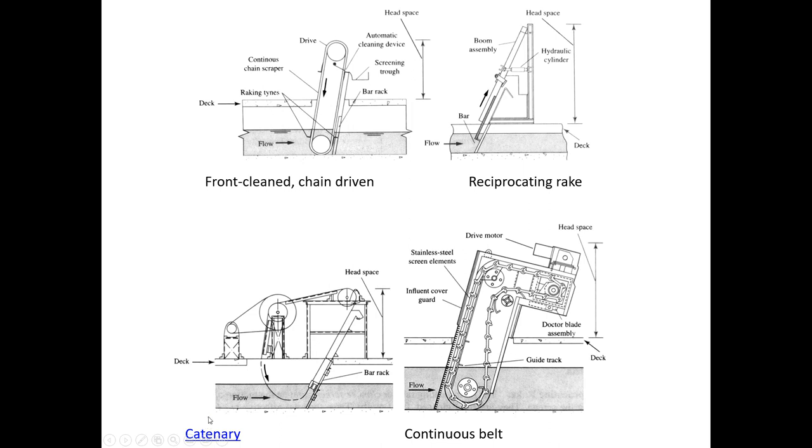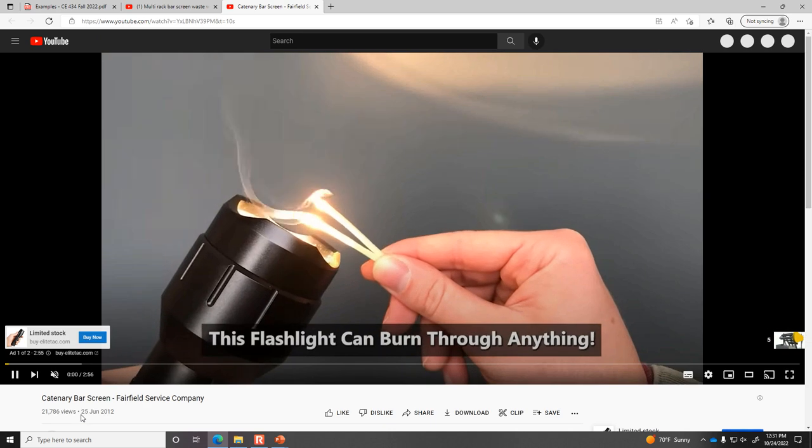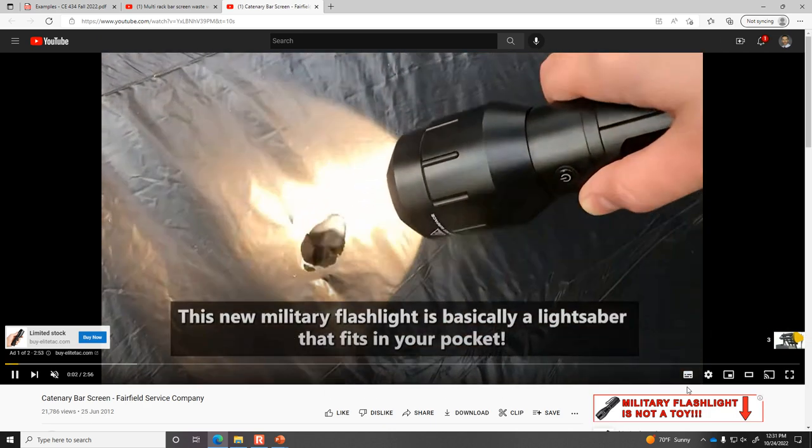A catenary system is kind of interesting because it avoids the need for any kind of submerged moving parts. Like in this front-cleaned chain-driven system, there is a moving mechanical part underneath the water line, and so that's going to corrode or get clogged more easily than in a catenary. There are no moving parts other than the chain underneath.